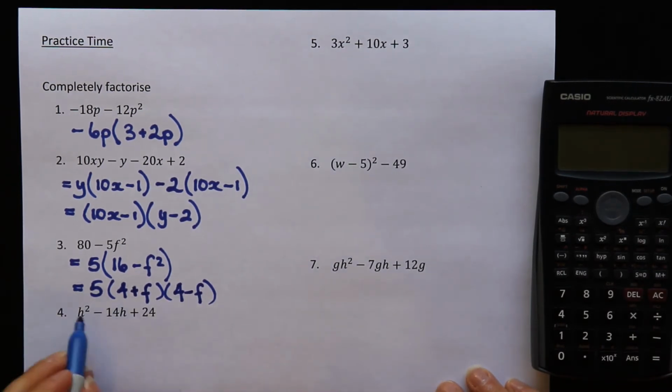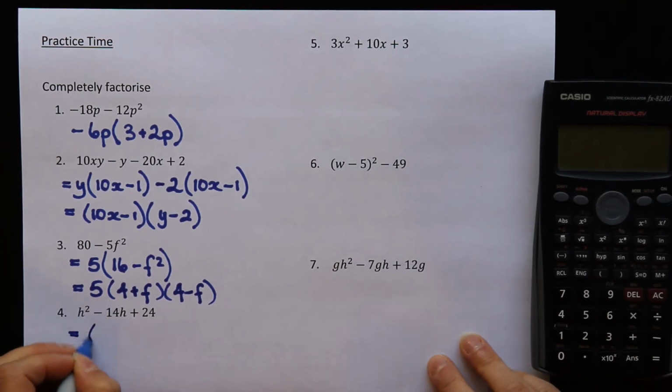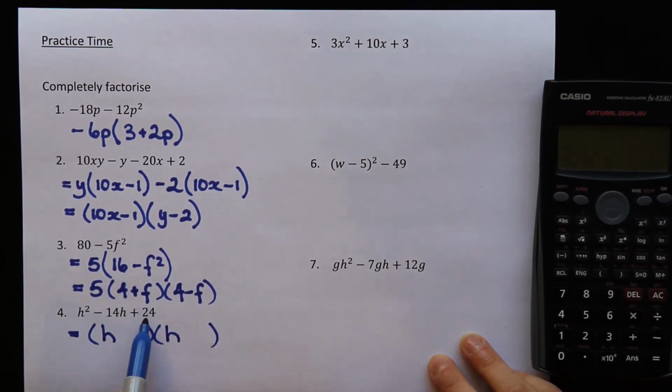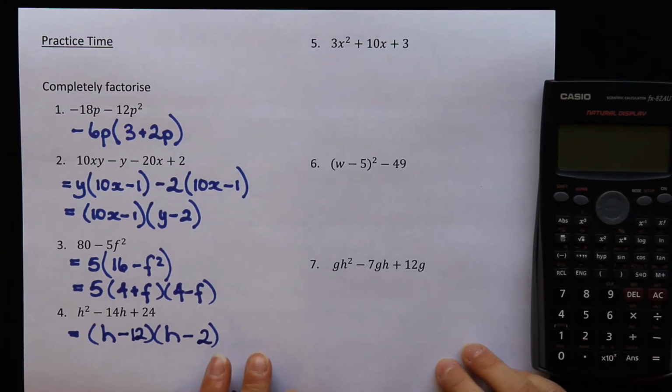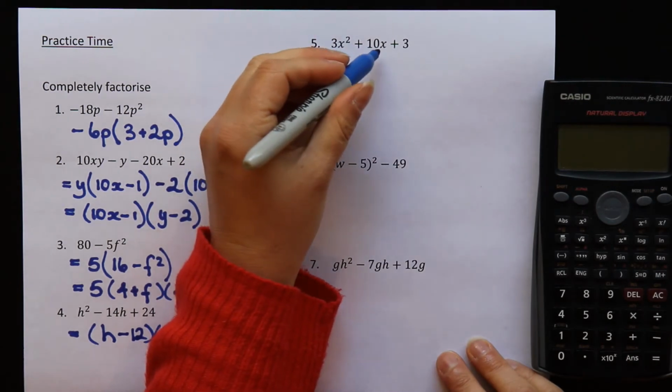Question 4, 3 terms means a trinomial, no number in front of the h squared, so it's the easier type. We go straight to the two brackets. H is out the front of each bracket. What times to give 24 and adds to give a negative 14? 24 could be 12 times 2. If they're both negative, negative 12 and negative 2 would give me that. Negative 12, negative 2 gives me a negative 14. Finished.